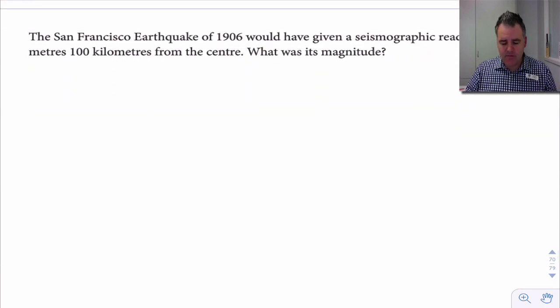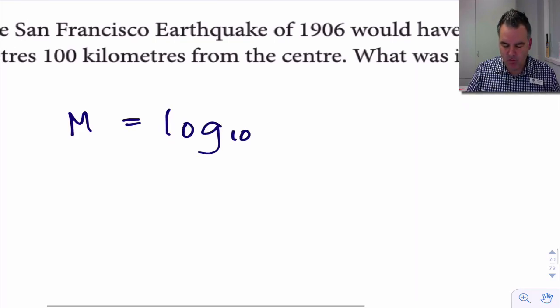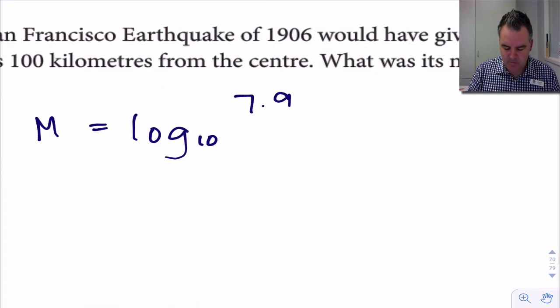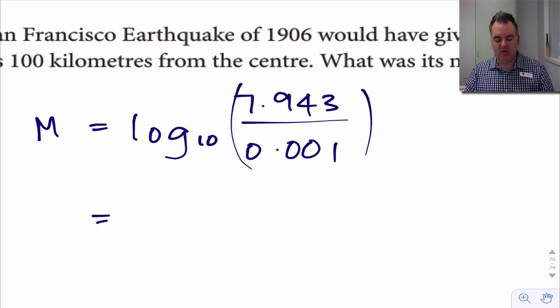So let's have a look at this one. The San Francisco earthquake 1906 would have given a seismographic reading of 7.943. That is this distance here. So what was its magnitude? The magnitude of the earthquake is log, and Richter used log base 10, of, in this case here, a reading of 7.943 compared with the standard 0.001, and this was in millimeters. These are both millimeters. Okay, so that gives us the magnitude of the earthquake.